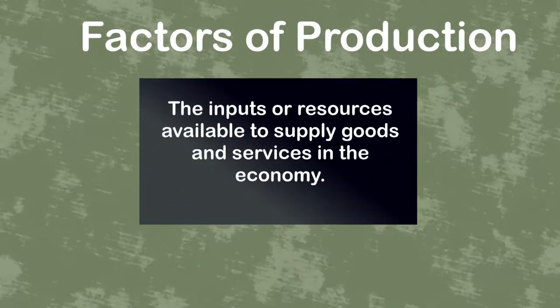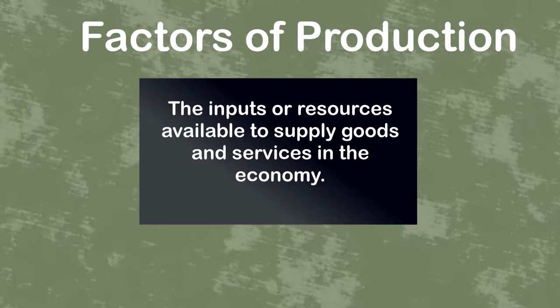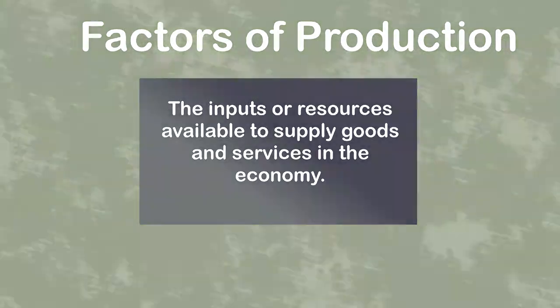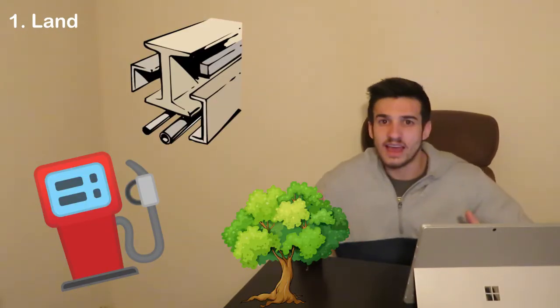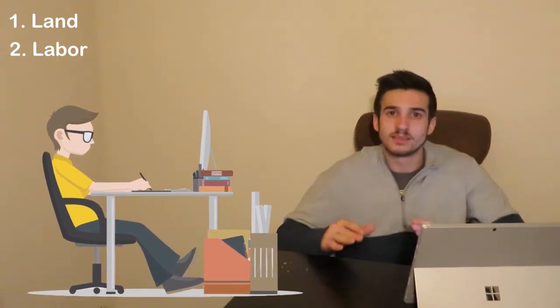Factors of production are going to be the goods and resources available to supply goods and services in the economy. Factors of production are going to include land, labor, capital, and enterprise. Land is going to be the natural resources we have, like gas, steel, trees, things like that. Labor is going to be the effort of the workers, so going to work at their specified job and doing what they have to do to keep the economy going. This is going to be our human input in the production process.